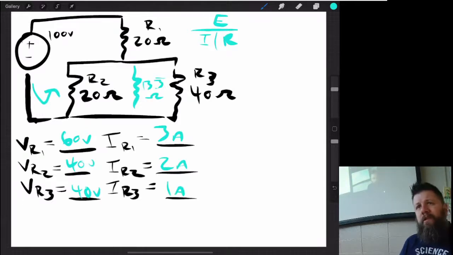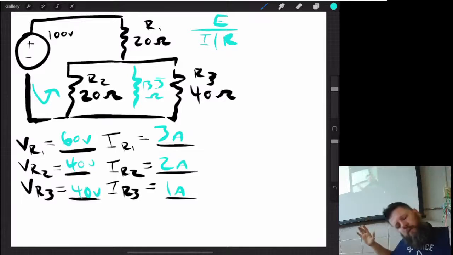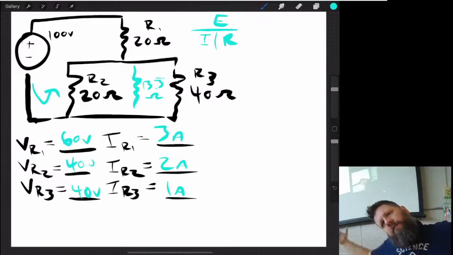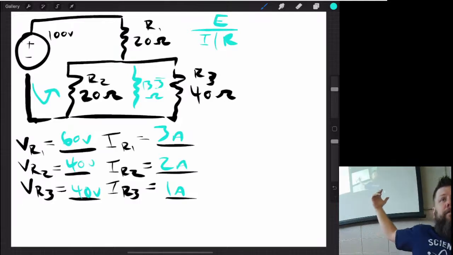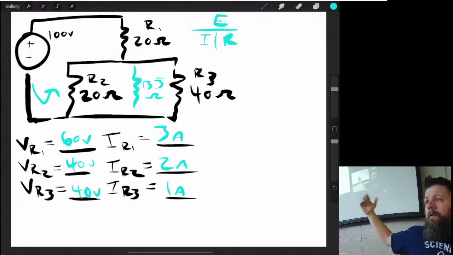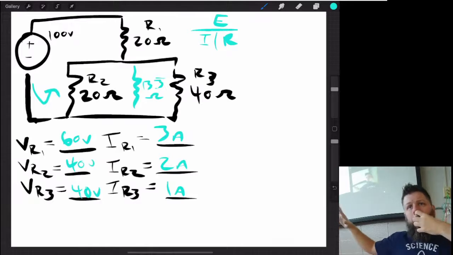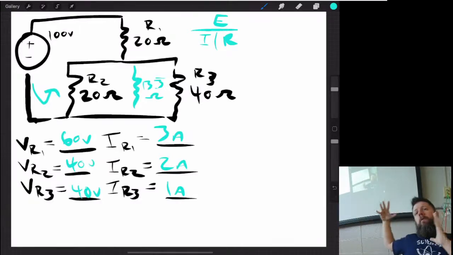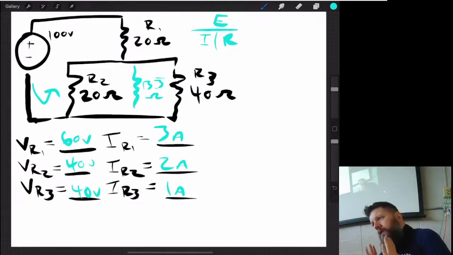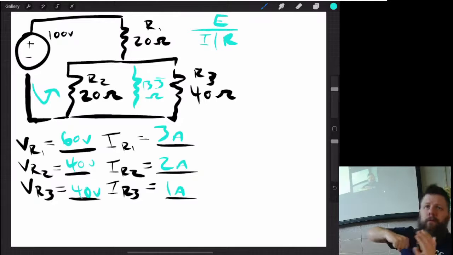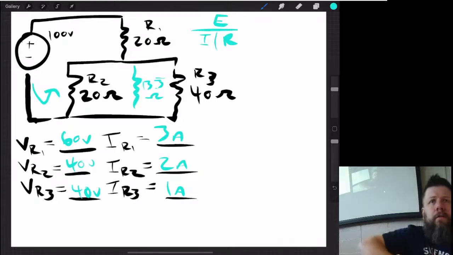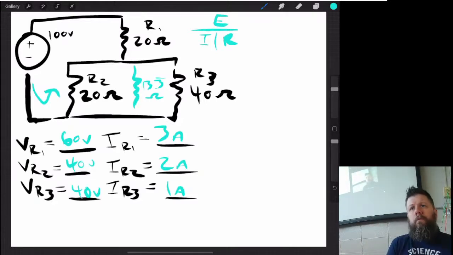And it makes sense. We have 3 total amps. 2 of it is going this way, 1 of it is going this way, because this is half as hard to get stuff through as this one. So current is inversely proportional to the resistance, because resistance is fighting us. The bigger the resistance, the less current is going to be able to get through.